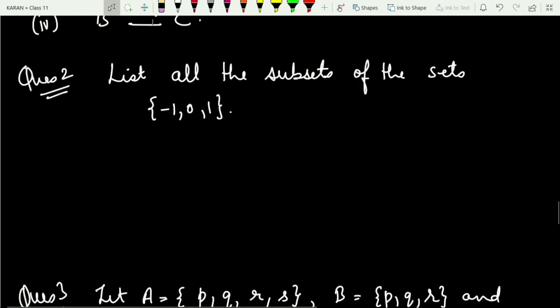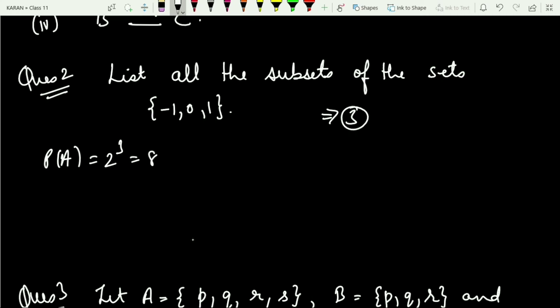Moving on to the next one, that is list all the subsets of the set. So we can see the number of elements in this set are 3. Fine. So all the subsets, that is a power set, right? So the power set will contain a total of 2 raised to power 3, that is 8 elements. And what are those 8 elements? So first element will be, right, the empty set, then the singletons {-1}, {0}, {1}.